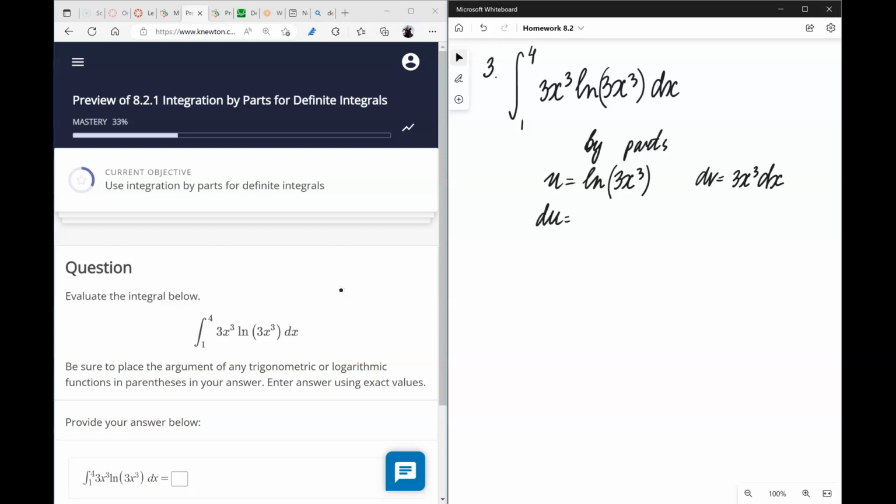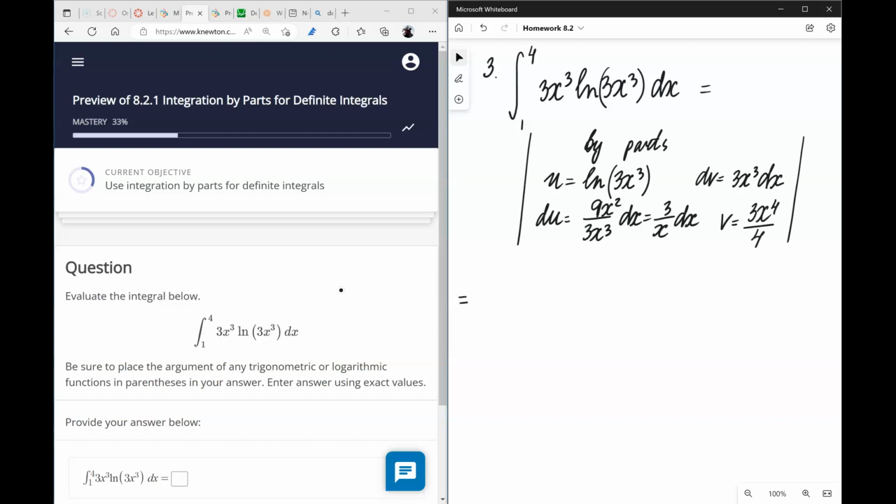So du is the reciprocal of 3x cubed times the derivative of 3x cubed, which is 9x squared, which after you simplify it is just this. And v is just the antiderivative of that, so it's going to be 3x to the 4 divided by 4. So this is my setup. Now we continue with the solution.